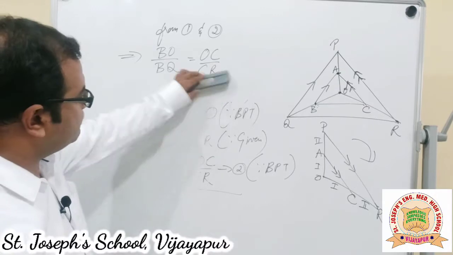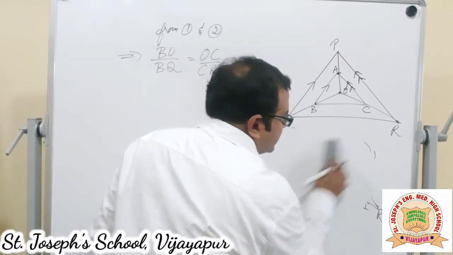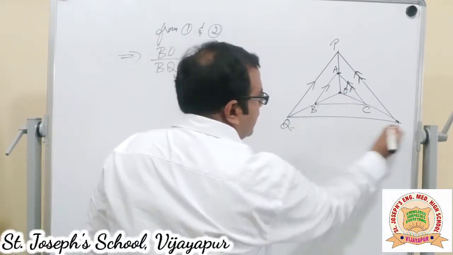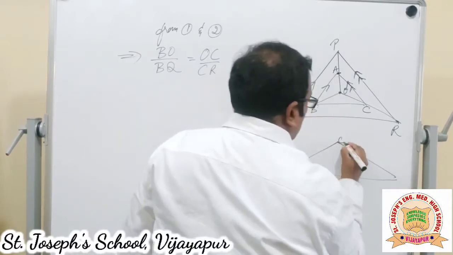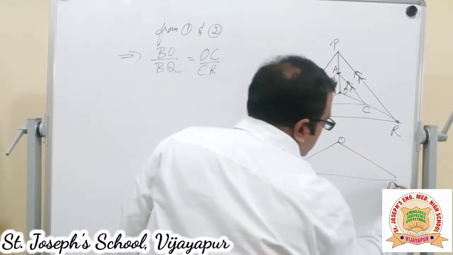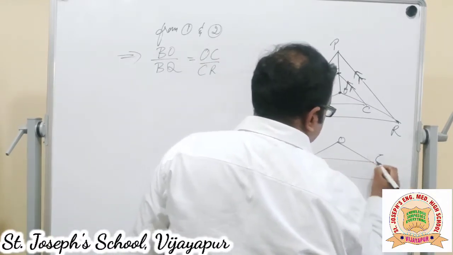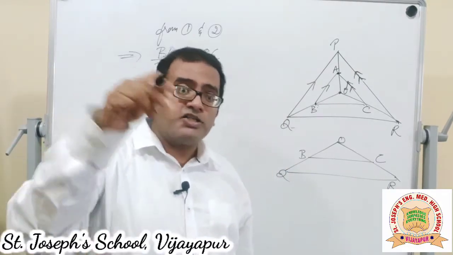Now, we have got the most important part. To understand this better, we will rub this part of the triangle. Now concentrate only on triangle OQR. See this part, OQR. And then there is BC. Now, they have not given parallel here. They have asked you to prove parallel.